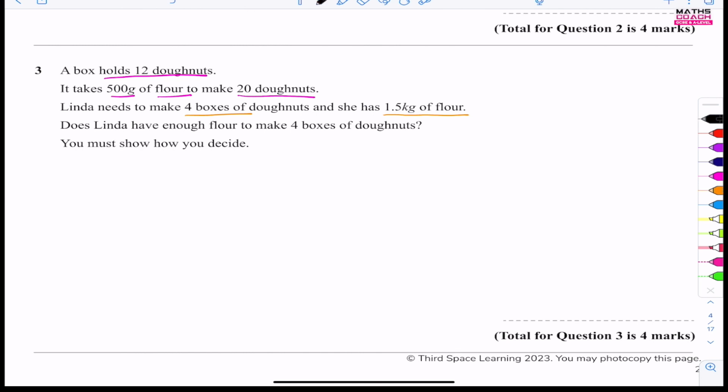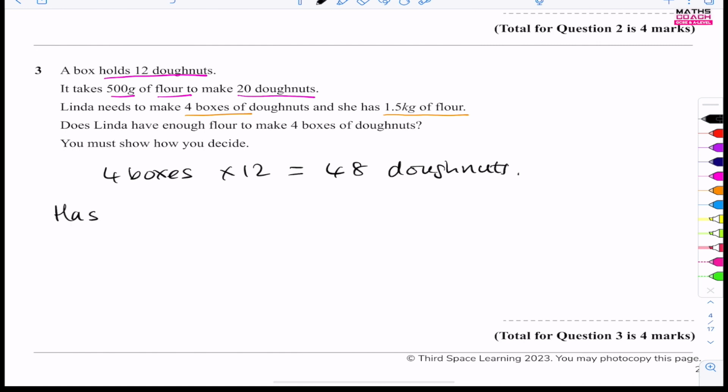Let's start off with the fact that Linda needs to make 4 boxes. Okay, so Linda needs to make 4 boxes of donuts. So what is 4 boxes? If a box holds 12 donuts, then that means it's going to be 4 times 12. And that gives us 48 donuts. So this is how many donuts that Linda will be making.